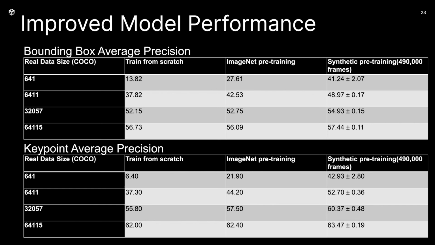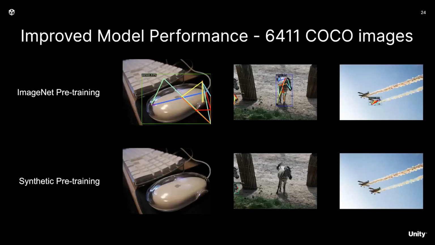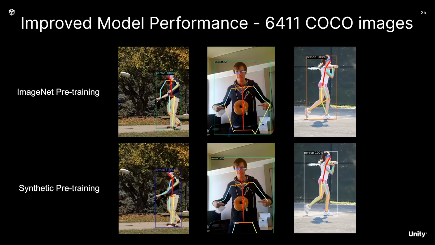So this really means, not surprising to anybody, that with more data, we're getting rid of false positives. Here in the top row, we have the images with ImageNet pre-training and 6,411 COCO fine-tuning. We see that we get false positive bounding boxes that are removed when you have synthetic data as pre-training. And we have some refinement of the pose models themselves, cleaning up some of those things. This is just in agreement with the fact that the key point and bounding box precision improved.